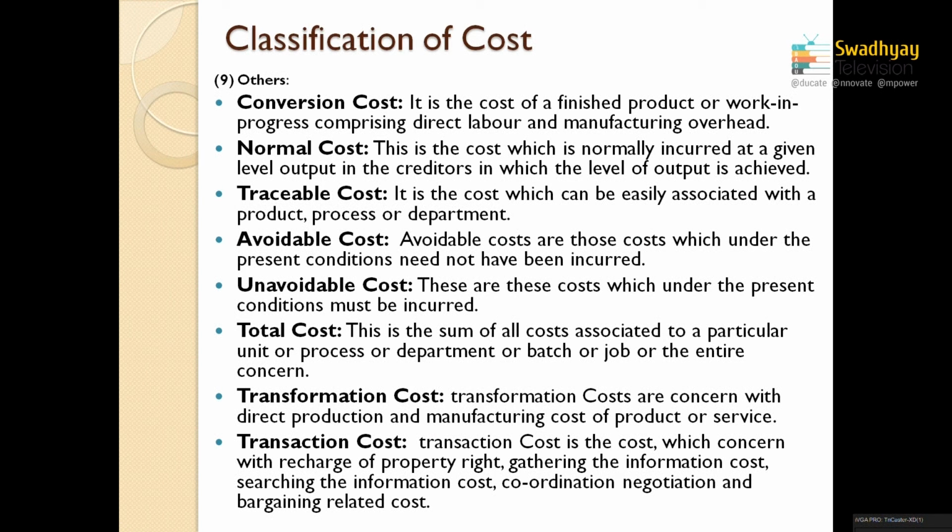It means that up to the manufacturing expenses, all the cost related to transformation is a transformation cost, like manufacturing cost or production cost. Transaction cost is concerned with the transfer of property rights: information cost, bargaining cost, negotiation cost, coordination cost, the amount of discussion incurred between the two parties, and the amount of control between the two parties. That is the transaction cost.